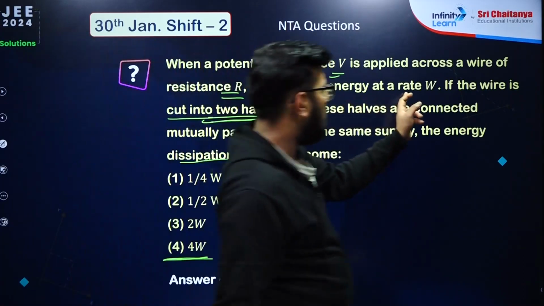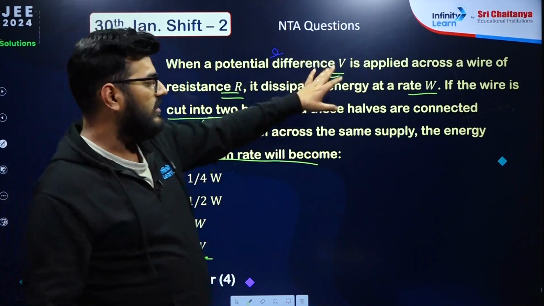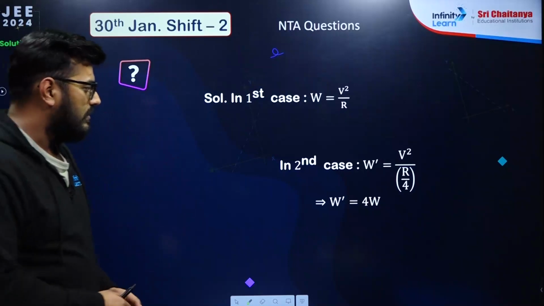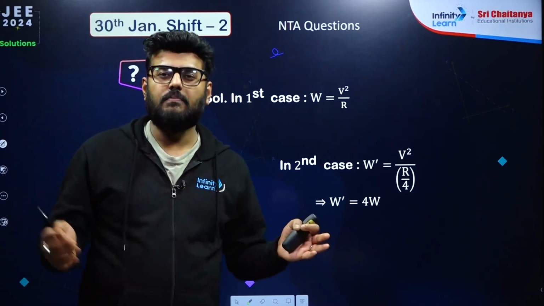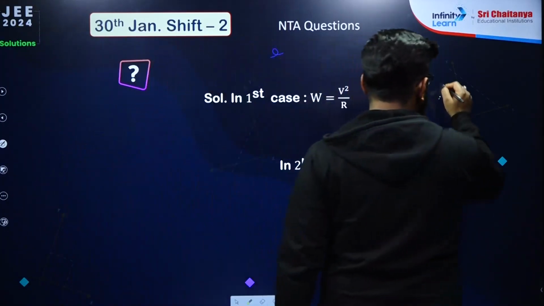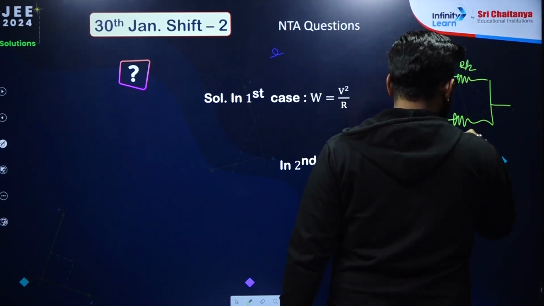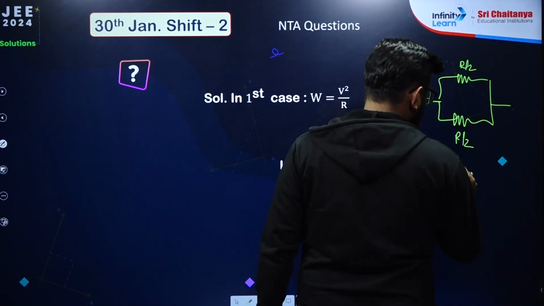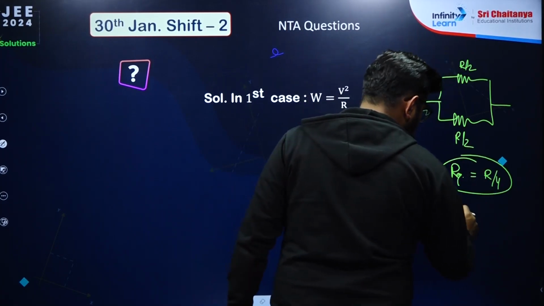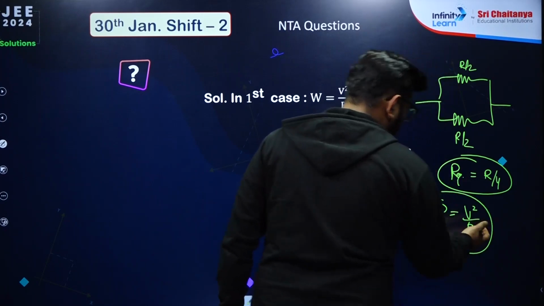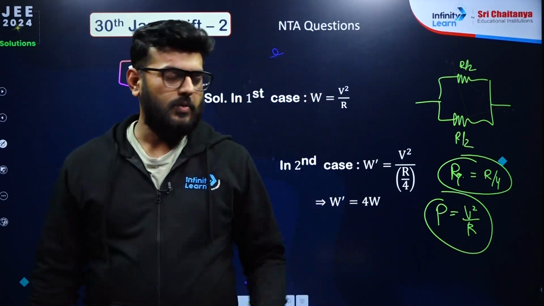If earlier the rate was W, it's now going to be 4 times, because the resistance is decreasing by 4, right? Potential difference is as it is. So it's very simple, the resistance is decreasing by 4. First, by cutting into half, it is getting half, then by attaching in parallel, it is further getting half. This is the scene which is happening, right? This becomes R by 2, this becomes R by 2, and the equivalent becomes R by 4. And the power, since you are using the formula V square by R, is inversely related to R. So if the resistance is getting reduced by 4, power will be 4 times.